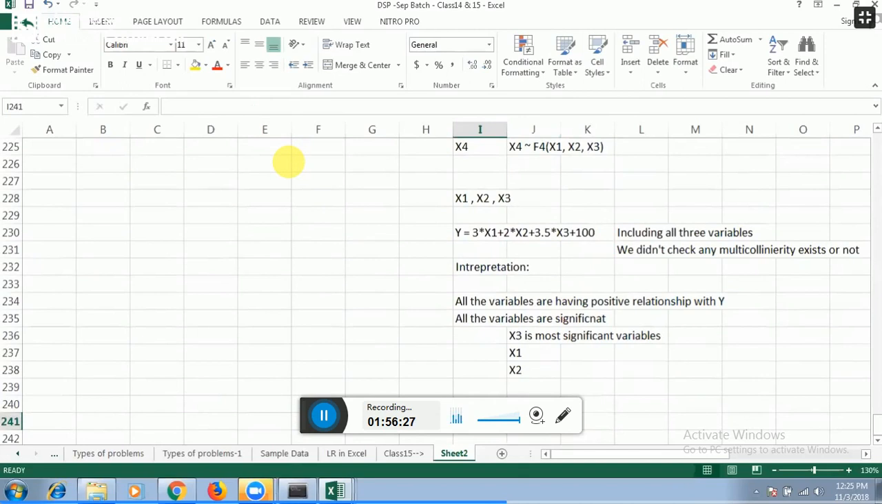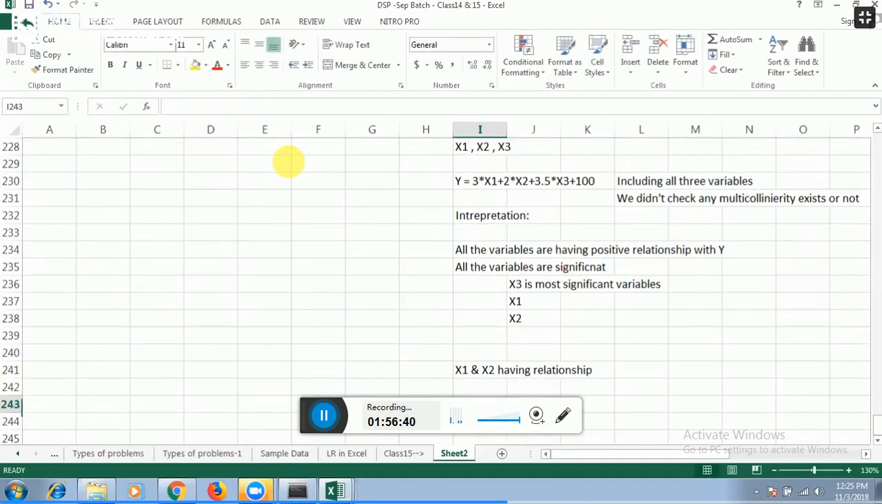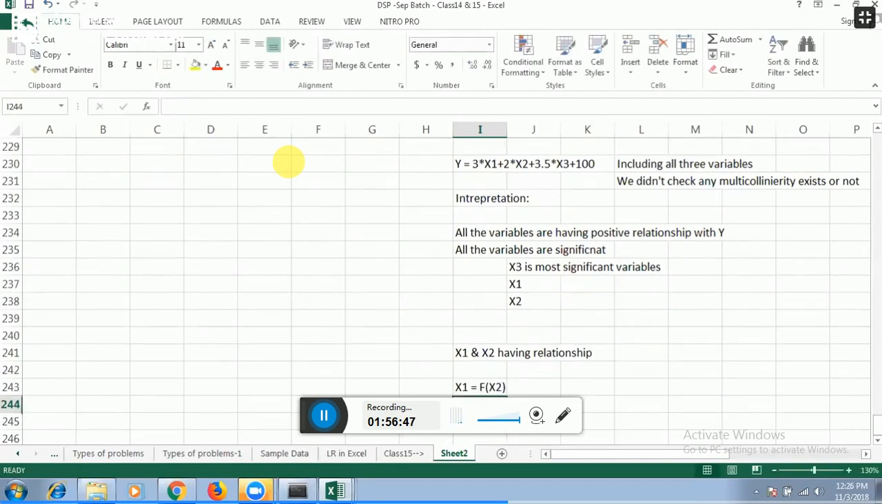So multicollinearity exists means what? X1 is expressed as X2 and X3. So assuming that there is a relationship between X1 and X2, that means X1 can be expressed as X2. Correct or not? Now, suppose the relationship is like this. Assuming that when they have a relationship, this is the relationship it has.